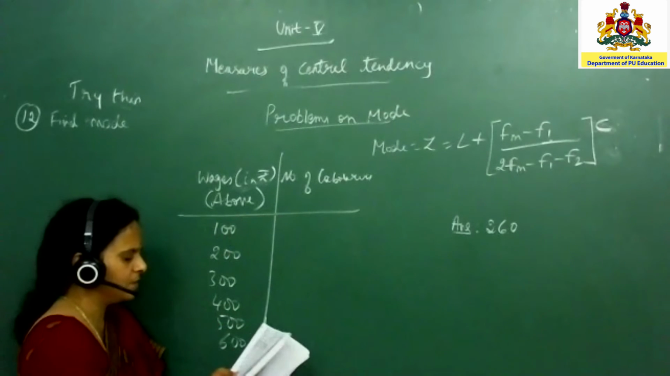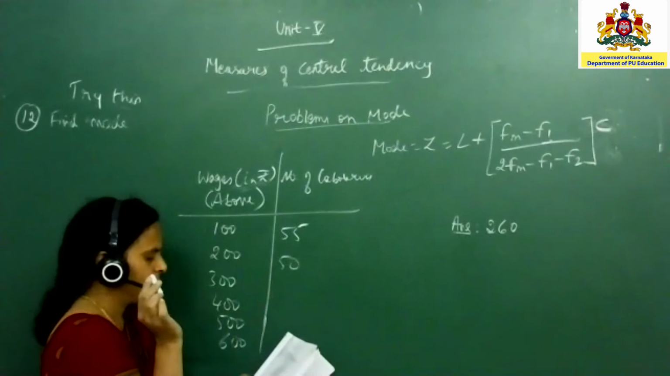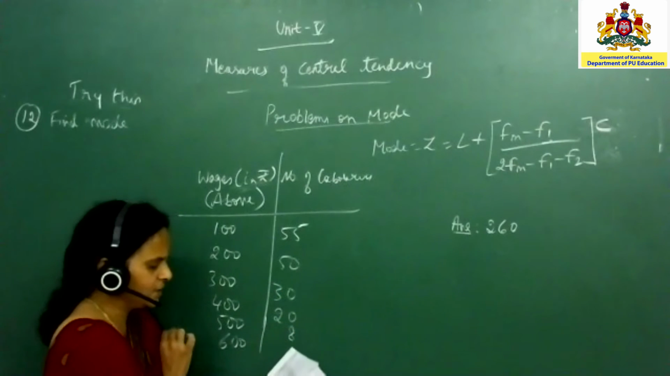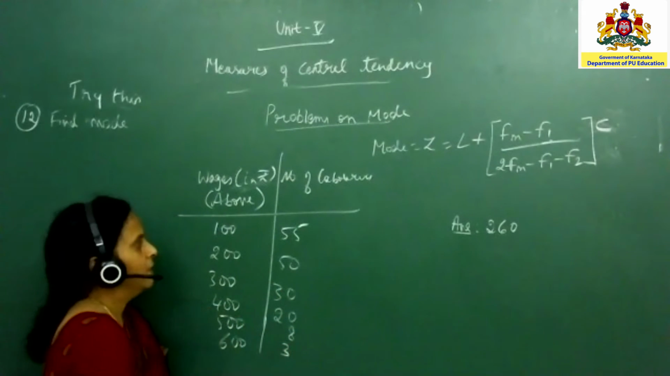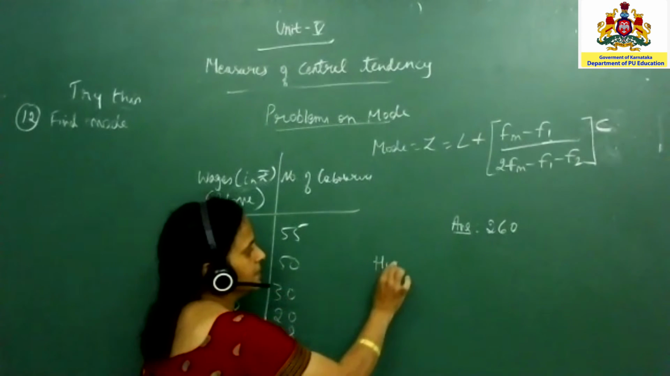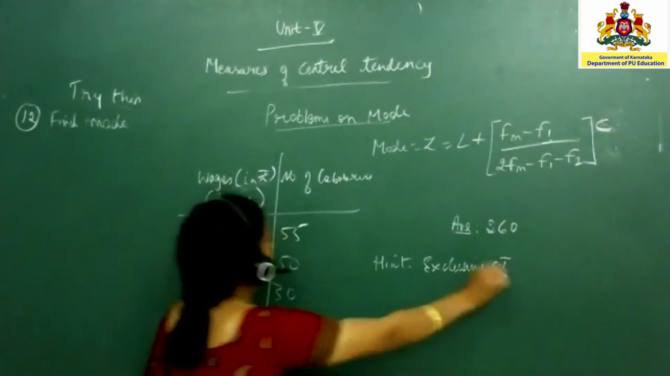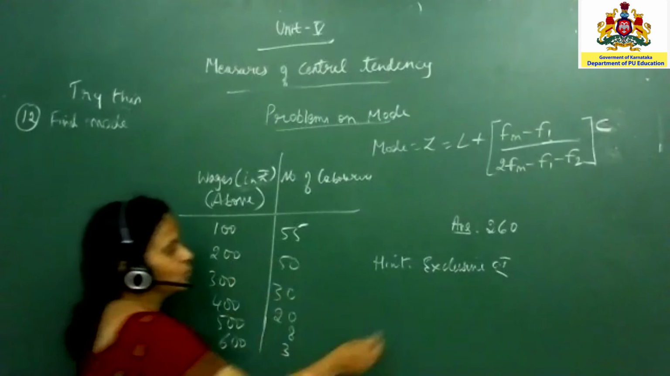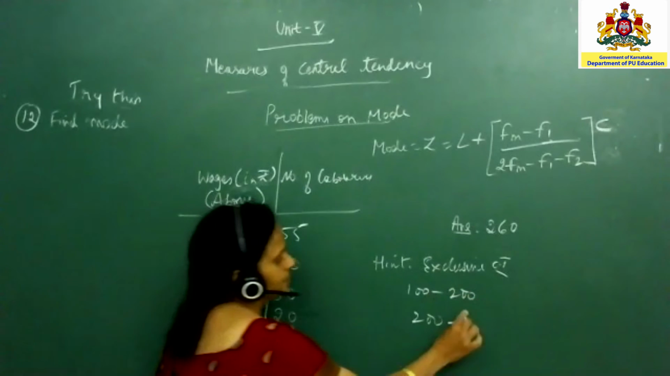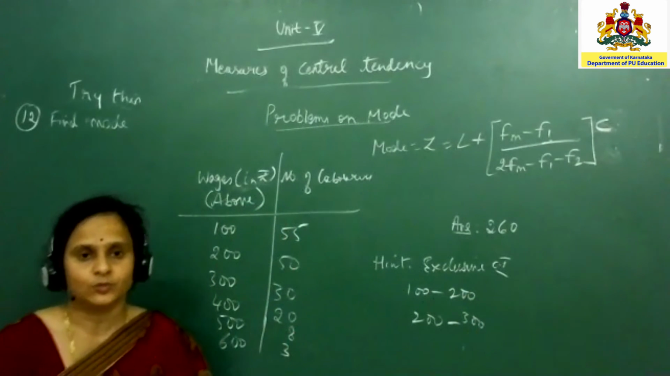In the second column, you have 55, 50, 30, 20, 8, and the last one is 3. Again, convert it into exclusive class intervals. The first class interval will be 100 to 200, next 200 to 300, and it goes on. Then, changing the frequencies, we get the answer as 260.